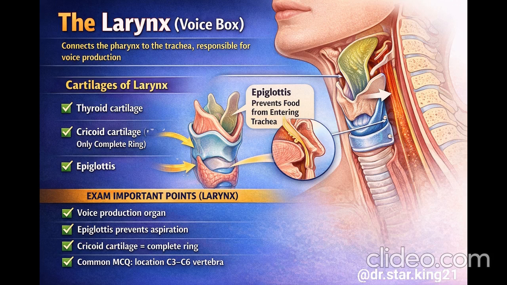Cartilages of the larynx are thyroid cartilage, cricoid cartilage, and epiglottis. The epiglottis acts like a lid and prevents food from entering the trachea during swallowing. Failure of this mechanism leads to aspiration. So, guys, I'm explaining a brief anatomy of the larynx, how it acts during respiration. And the exam points about larynx: voice production organ, epiglottis prevents aspiration, cricoid cartilage is a complete ring, and the vertebral level location is C3 to C6.